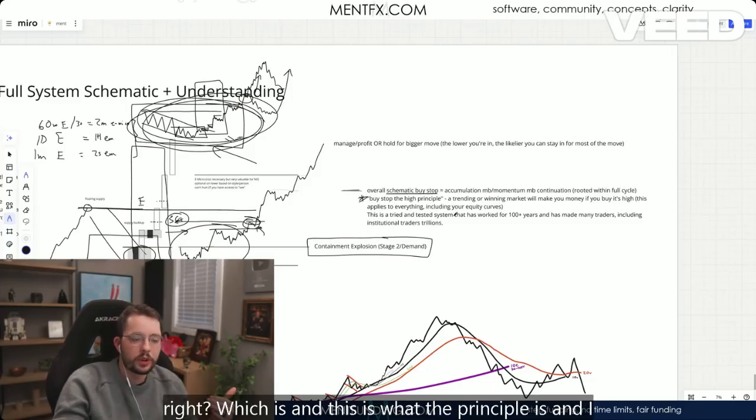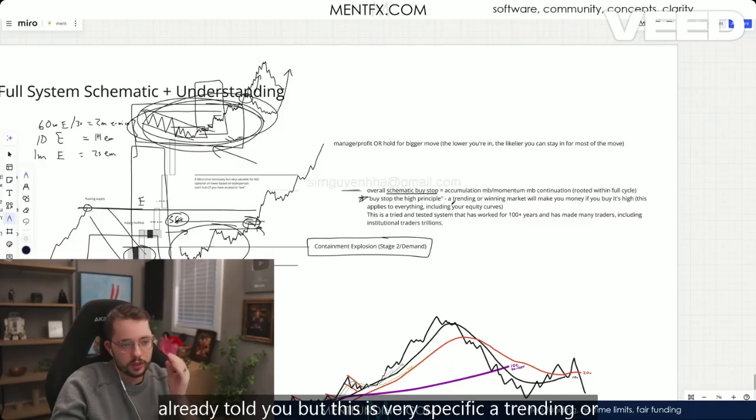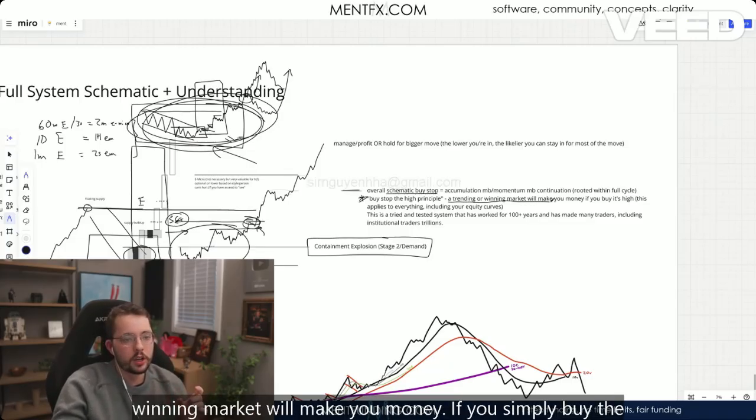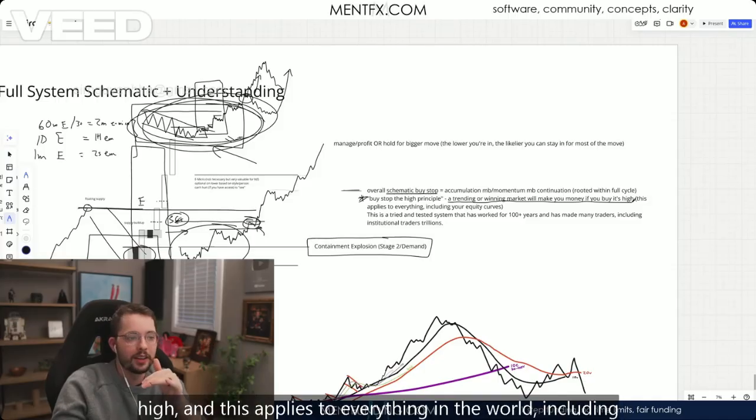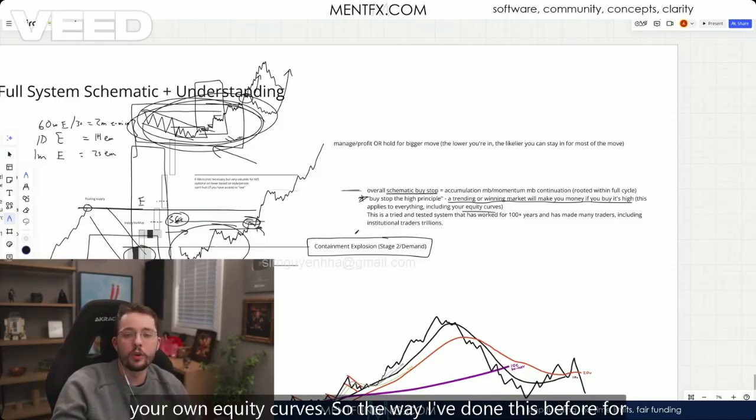Which is, and this is what the principle is, and I already told you, but this is very specific: a trending or winning market will make you money if you simply buy the high. And this applies to everything in the world, including your own equity curves.